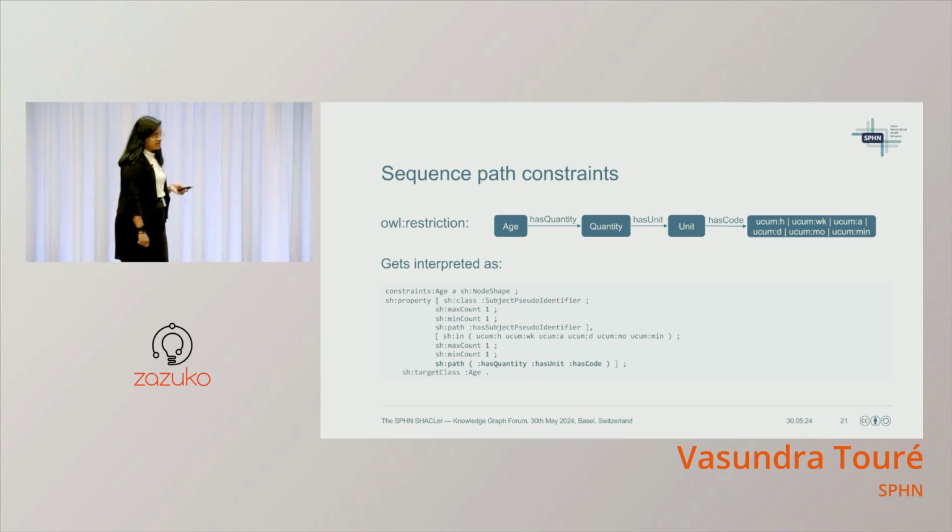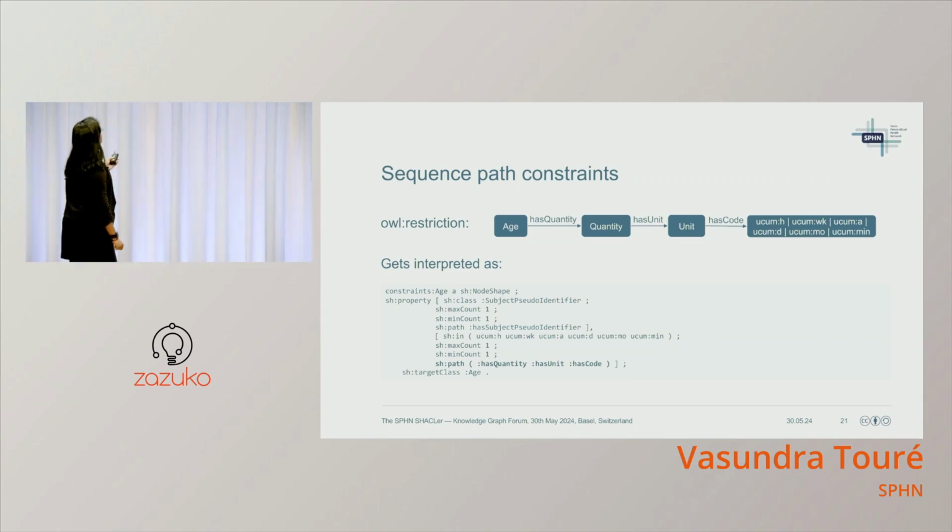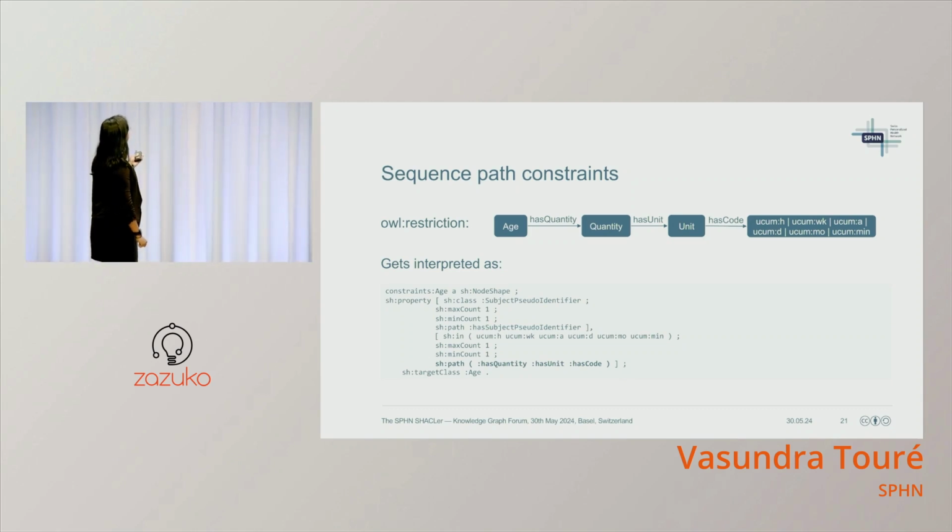So in order to represent or validate the data for age, we do use this SH path to actually specify, okay, if you have an age class and you follow this path of has quantity, has unit, has code, it must only have these values.